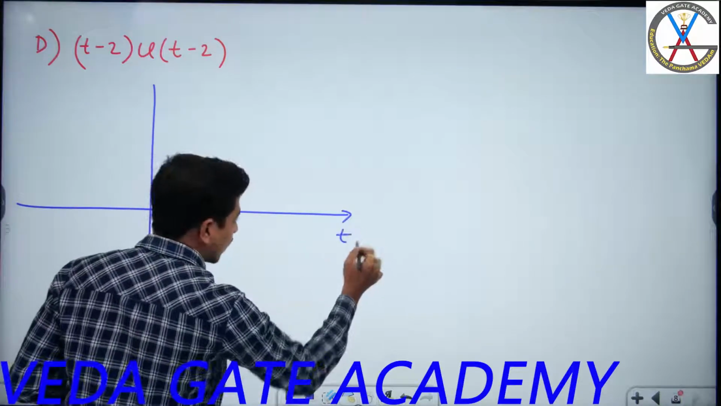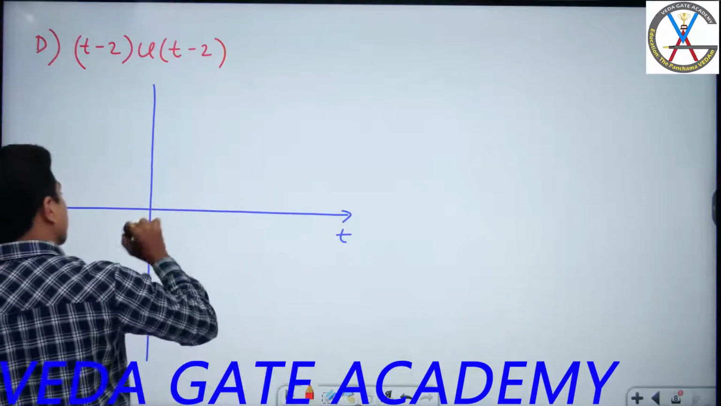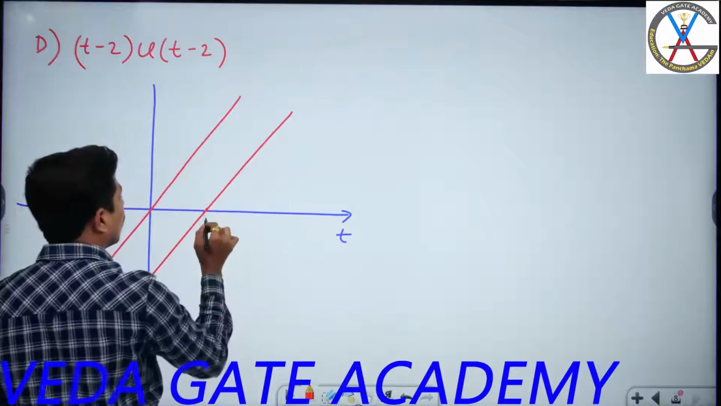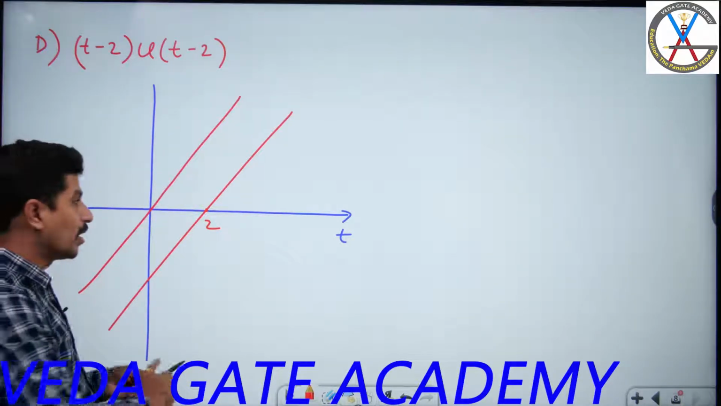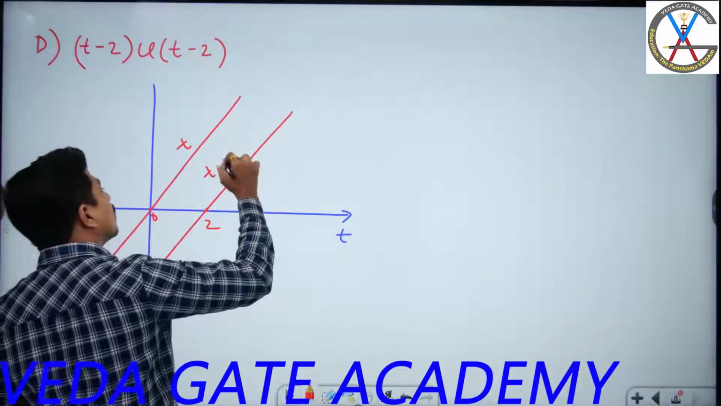Yes, this is the t axis. We will be drawing. This is t. This is t minus 2. You know it very well. How to get t minus 2? Drag the signal to the right side by 2 units. Just hold it and drag it. This is 0. This is t. This is t minus 2.